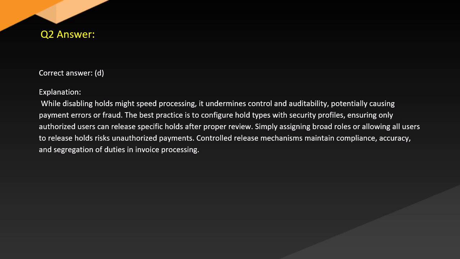Answer. Correct answer. D. Explanation. While disabling holds might speed processing, it undermines control and auditability, potentially causing payment errors or fraud. The best practice is to configure hold types with security profiles, ensuring only authorized users can release specific holds after proper review. Simply assigning broad roles or allowing all users to release holds risks unauthorized payments. Controlled release mechanisms maintain compliance, accuracy, and segregation of duties in invoice processing.